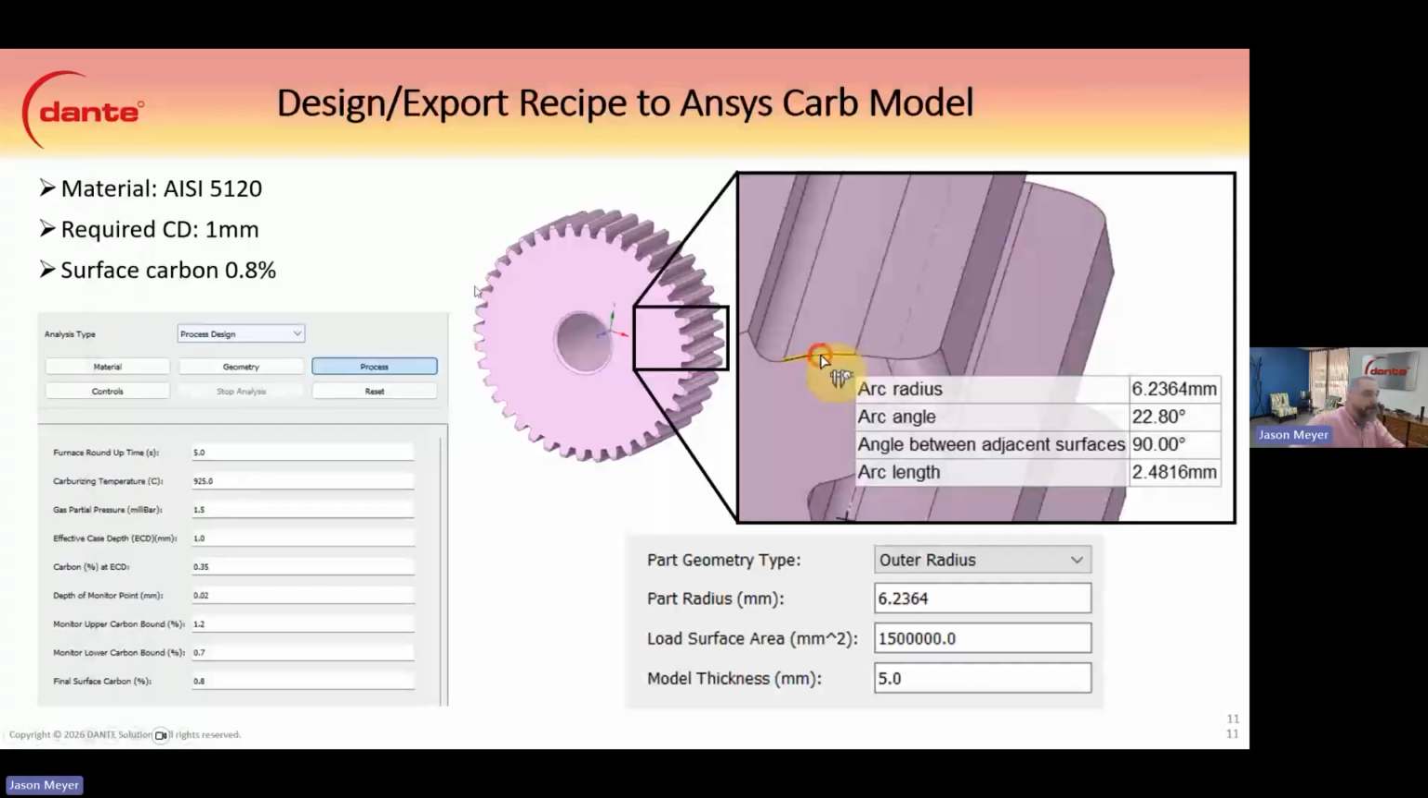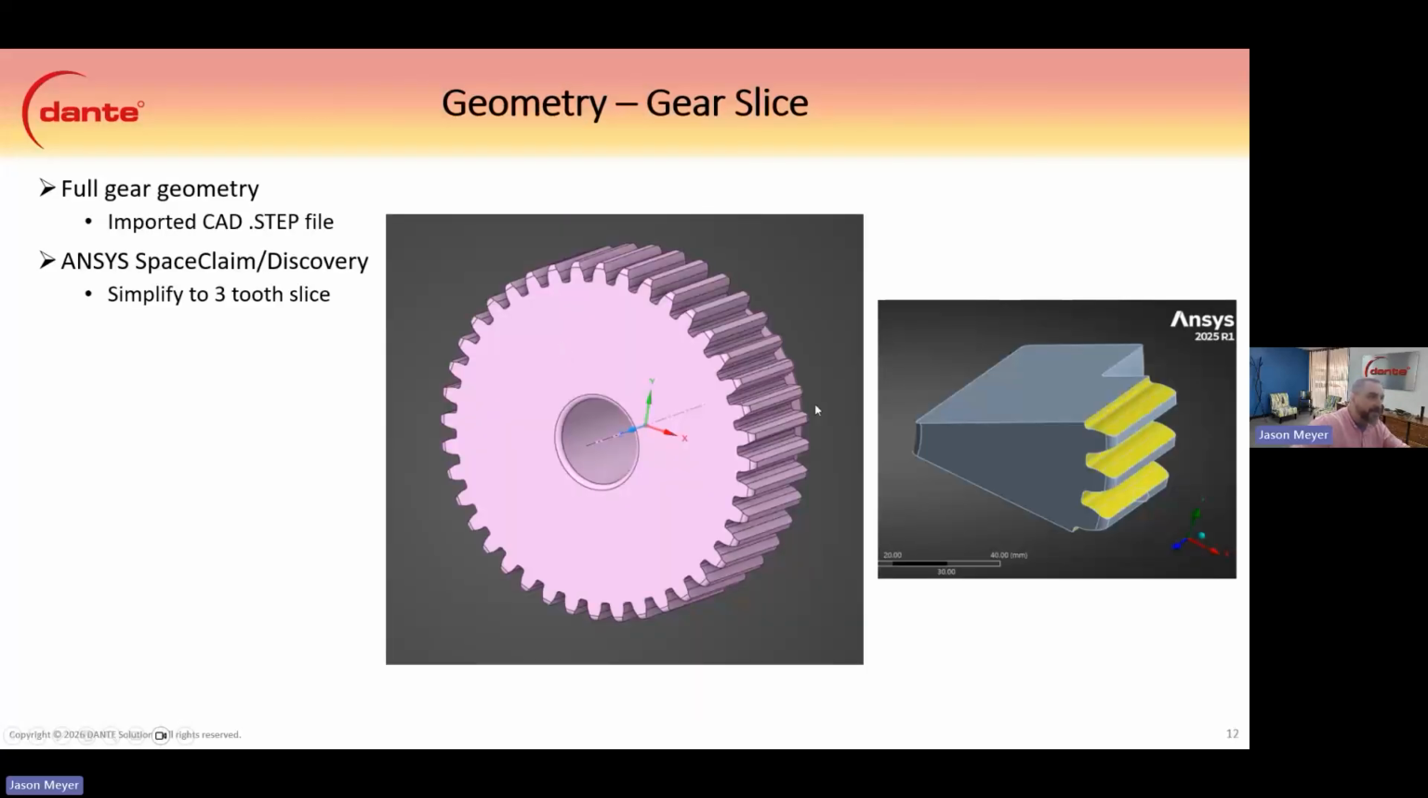Okay, and then back to the presentation here. So now we have designed our schedule. We can now use this schedule to do the full FEA process on this gear. We can see we have the full gear geometry. We imported the step file that we got from McMaster-Carr, and then we simplified this down to a 3-tooth model. Basically, we were able to slice based on the degree these 3 teeth out here, and you can see that this is the model that we're using.